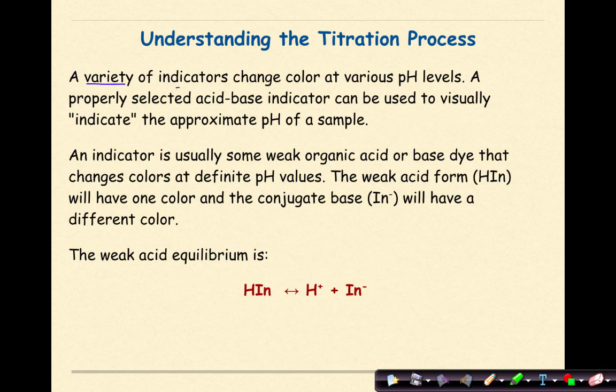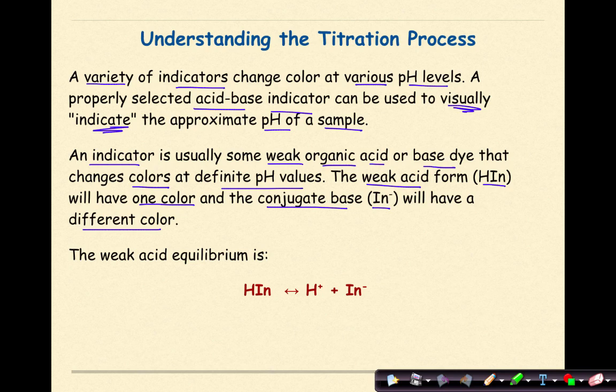A variety of indicators change color at various pH levels. A properly selected acid-base indicator can be used to visually indicate the approximate pH of a sample. An indicator is usually some weak organic acid or base dye that changes color at definite pH values. The weak acid form, HIn, will have one color, and the conjugate base, In-, will have a different color. The weak acid equilibrium is HIn ⇌ H+ + In-, where In is just standing for indicator.